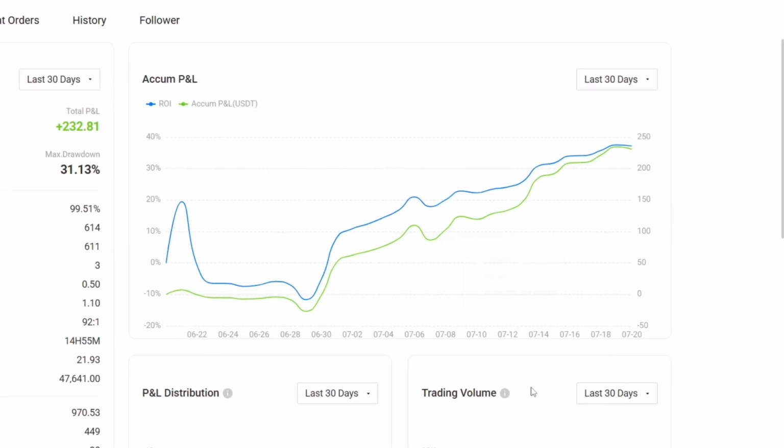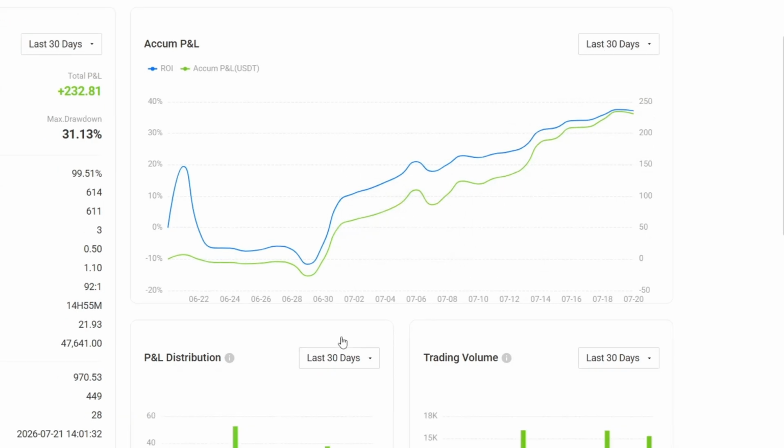Now we can go through the different charts. In the middle, we have accumulation, P&L. This chart shows the trader's performance over time. The blue line is ROI, while the green line is accumulated profit or loss in USDT. As I said before, we're looking for gradual growth instead of one sudden jump followed by large drops. This is over the last 30 days. We can also change that if we want from 7 to 180 days.